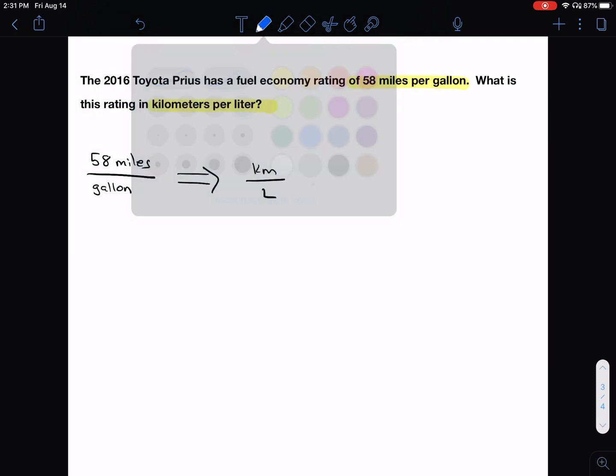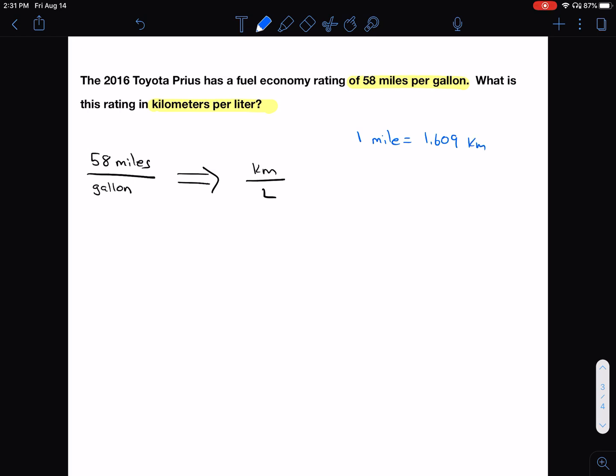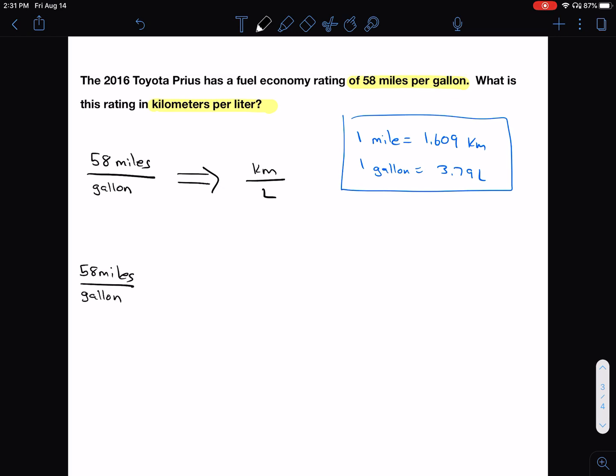So we can go look up online or on equation sheets and see that 1 mile is equal to 1.609 kilometers. And we can see that 1 gallon is equal to 3.79 liters. So those are our unit conversions. And so now we can start and say 58 miles per gallon. And it doesn't matter which unit we go first. I'm going to get rid of the gallons first, just because that's what we haven't seen before.